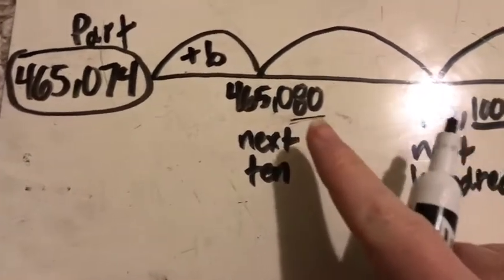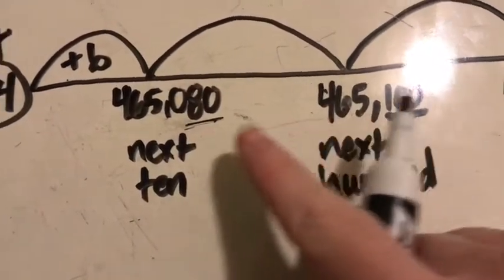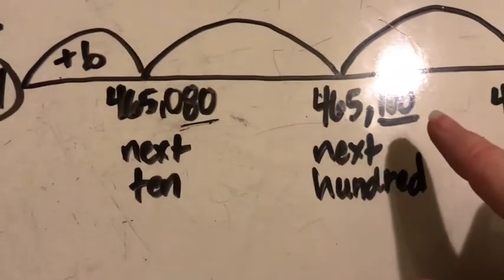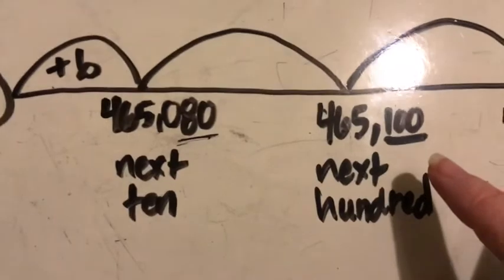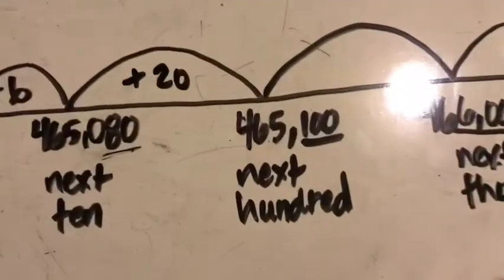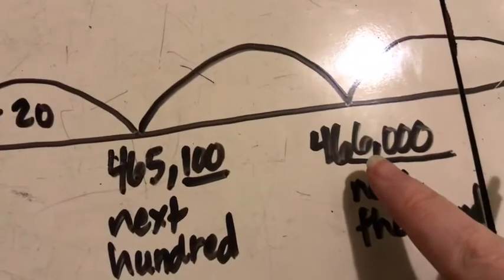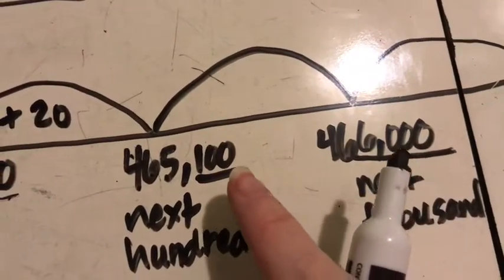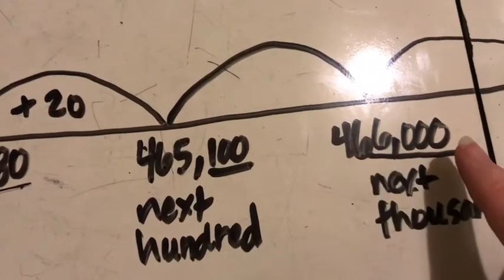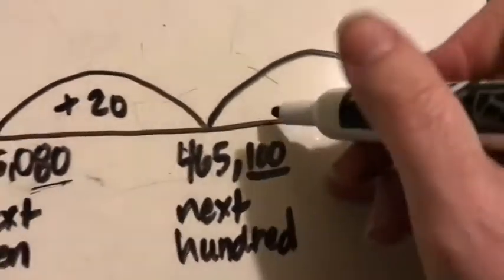Now that I'm there, I need to get from 80 to 100 because both of them have 465,000. So I'm thinking 80 plus how much more gets me to 100. So 80 plus 10 will get me to 90 plus another 10 gets me to 100. That would be 2 10s or 20 that I would have to add. So now that I got to my next 100, 465,100, I need to get up to 6,000. I know that 5,100 plus 9 more hundreds would get me to 6,000 because I know I need 10 hundreds to get to 1,000, but I already have one. So I only need 900.